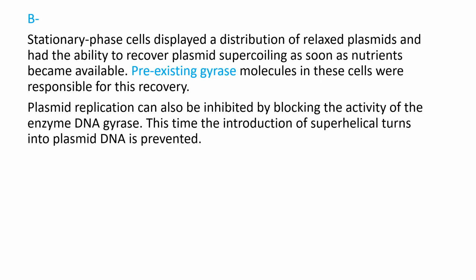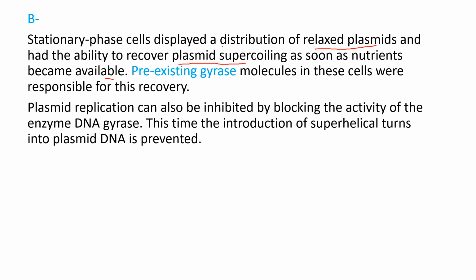The next mode of action is to inhibit the enzyme activity of DNA gyrase. What is DNA gyrase? What is the function of DNA gyrase? We will understand here. Stationary phase cells displayed a distribution of relaxed plasmids and had the ability to recover plasmid supercoiling as soon as nutrients became available.